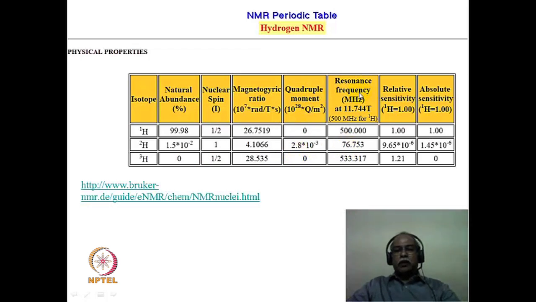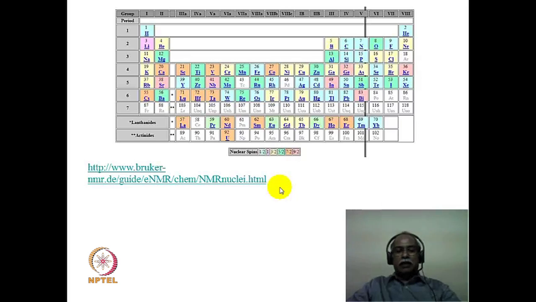It also tells you the resonance frequency with reference to proton being a 500 megahertz resonance frequency. It also tells you about the sensitivity with reference to proton as a source. These are kinds of information which are very useful. So one can identify in the periodic table what the various elements are in terms of their property related to nuclear magnetic resonance.